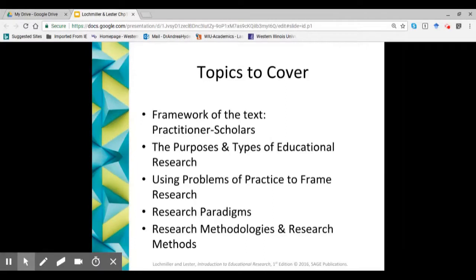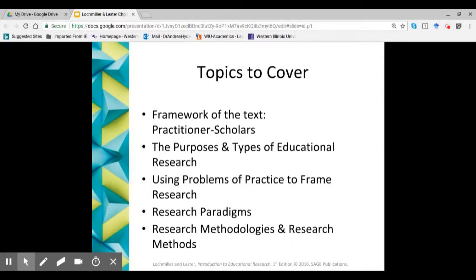So we're just going to go over the slides for Chapter 1 of the text. And the topics that I'm going to cover are the framework for the text, which is practitioner scholars. That is the focus of the explanation, the examples, the meaning making from the authors are going to be to an assumed audience of practitioner scholars. So we'll define what that means. And then the purpose and types of educational research as these authors define them.